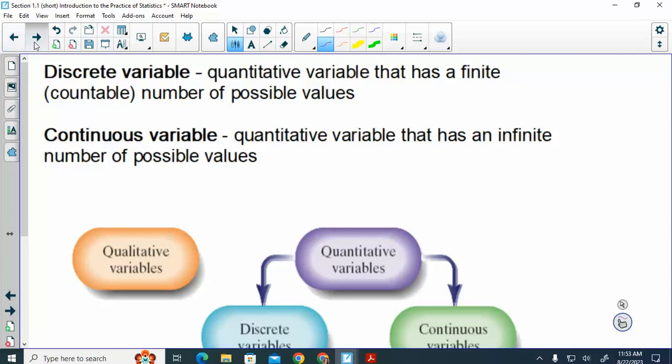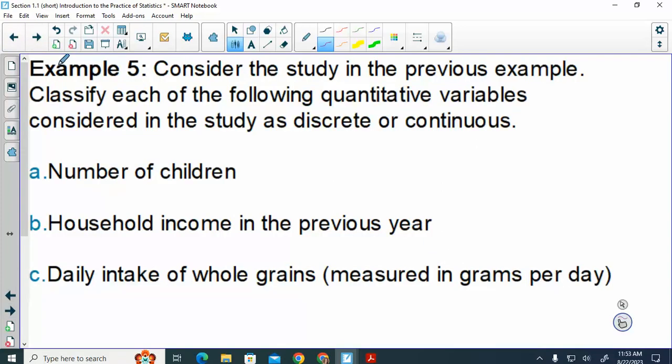So let's try some examples with that. This is from our previous example, all the ones we said were quantitative. We can decide if they are discrete or continuous. So number of children, would that be discrete or continuous? Discrete.